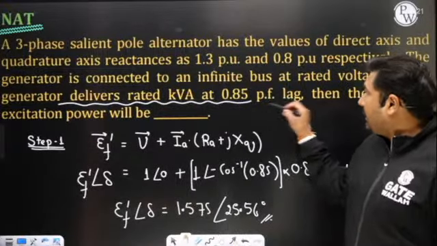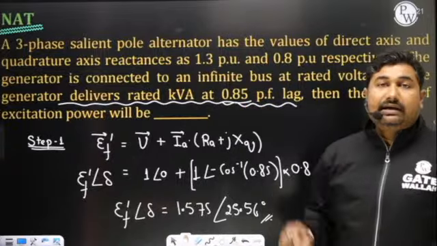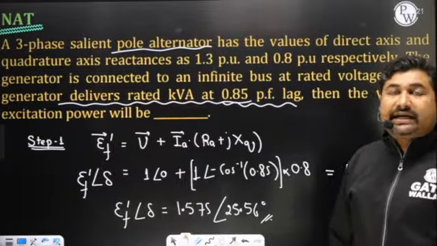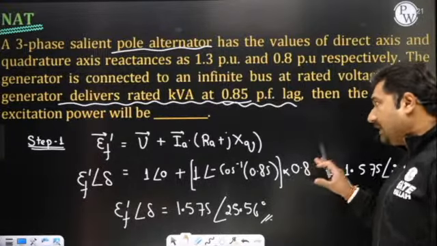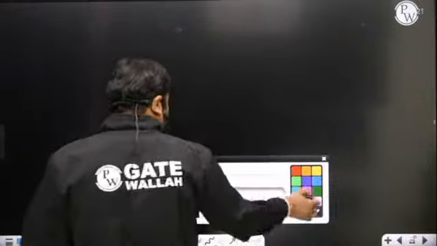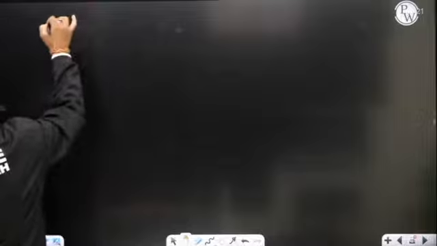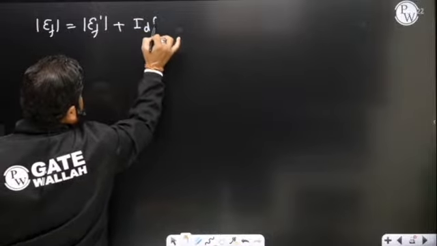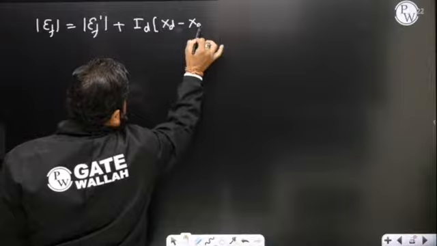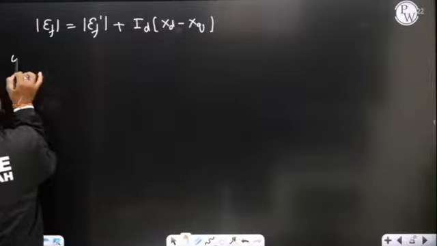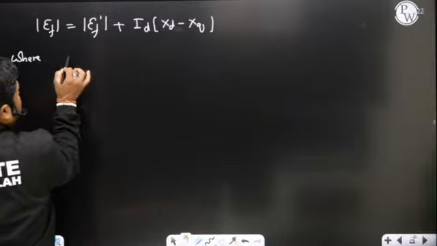Now, whether it is operating at lagging or leading: lagging. Generator or motor: alternator. It means a lagging power factor alternator is overexcited. So we know that this machine is an overexcited machine. For an overexcited machine, we have to calculate EF magnitude as EF dash magnitude plus ID times XD minus XQ. This is always valid. It's a magnitude only, where we need to calculate ID first.